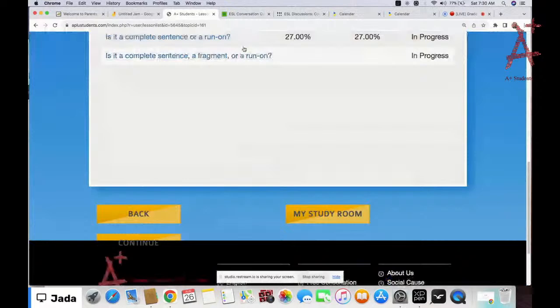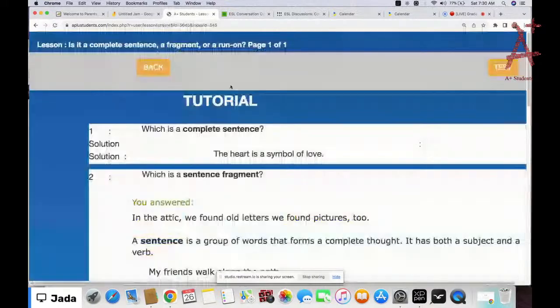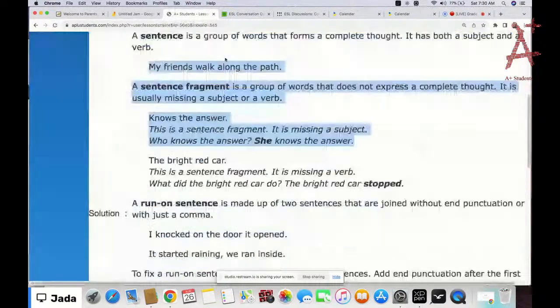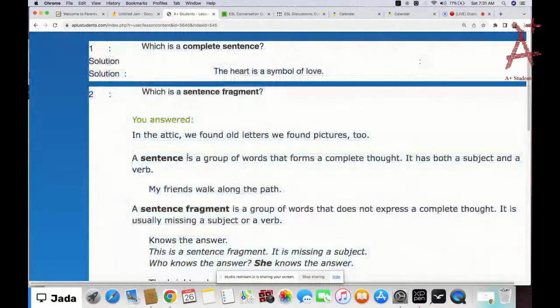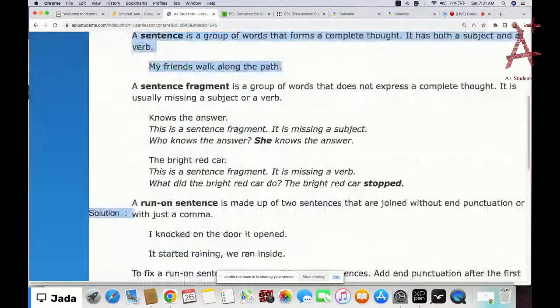So now we're going to move on to this one. The last one says, is it a complete sentence, fragment, or a run-on? All right, so this is basically a review of everything that we've done. We know that a sentence is a group of words that forms a complete thought. It has a subject and a verb. But a sentence fragment is a group of words that does not form a complete thought. It is usually missing a subject or a verb. That is what a sentence fragment is.